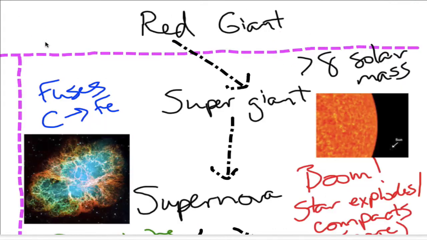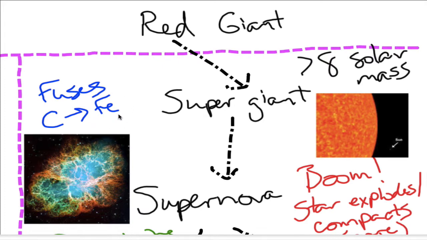So let's talk about those. So again, we're going back to our red giant phase. Now in this case, we have to talk about stars that are bigger than 8 times the solar mass of our sun. So these things are the biggest of the biggest. Now, since they're so big and have so much energy and temperature, they can actually fuse the carbon into heavier and heavier elements, all the way up to iron.